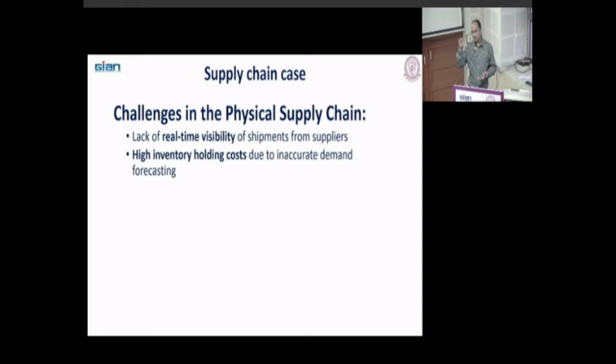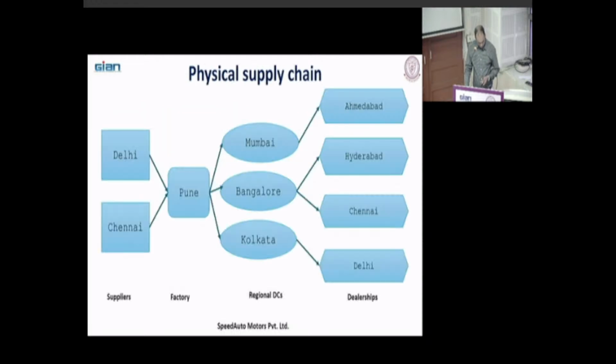So you need to find out the trade-off between these KPIs. So higher inventory cost due to inaccurate demand forecasting. If your forecasting is not correct, you keep additional stock or you may face the out of stock problems. Production bottlenecks due to delayed supplier deliveries. If one of the components is delayed because of some issues from suppliers, you cannot make the production.